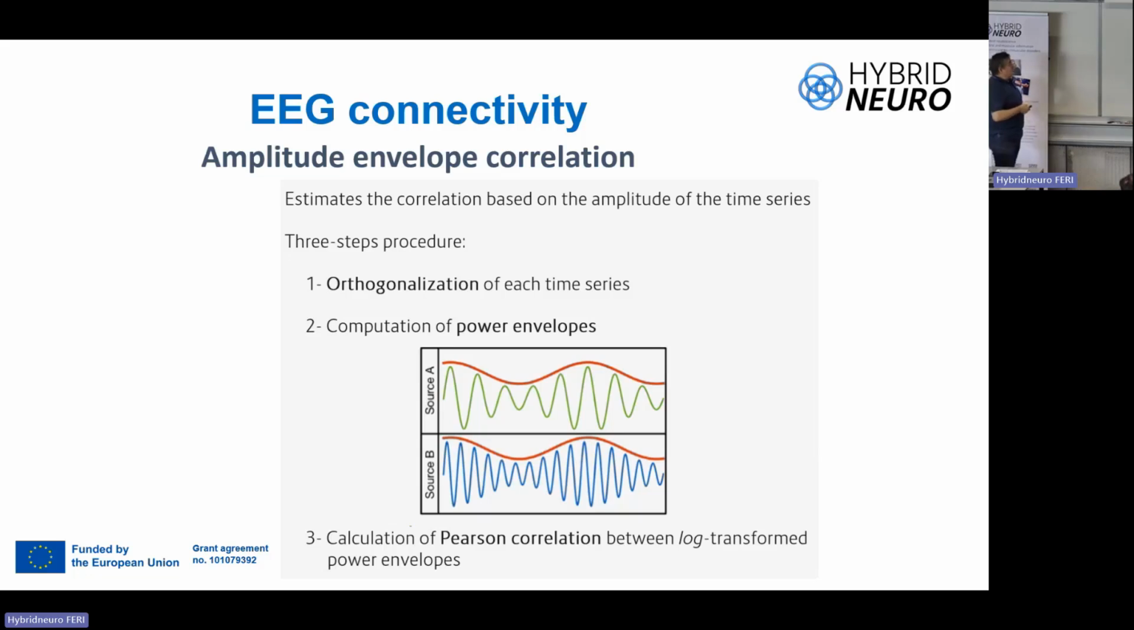On the other side, if you don't want to consider the phase, you can obtain the amplitude envelope correlation. This is affected only by the amplitude of the time series. For example, we have two signals, and we can obtain the envelopes. This is from a report. I forgot to put the reference here, but we can calculate the envelope, so we obtain the relationship between the red traces.